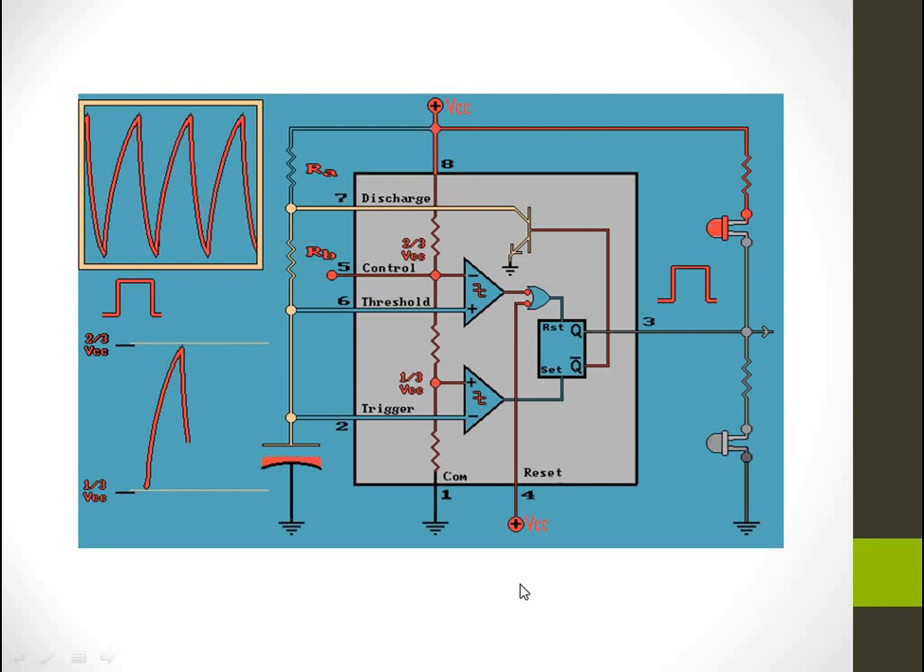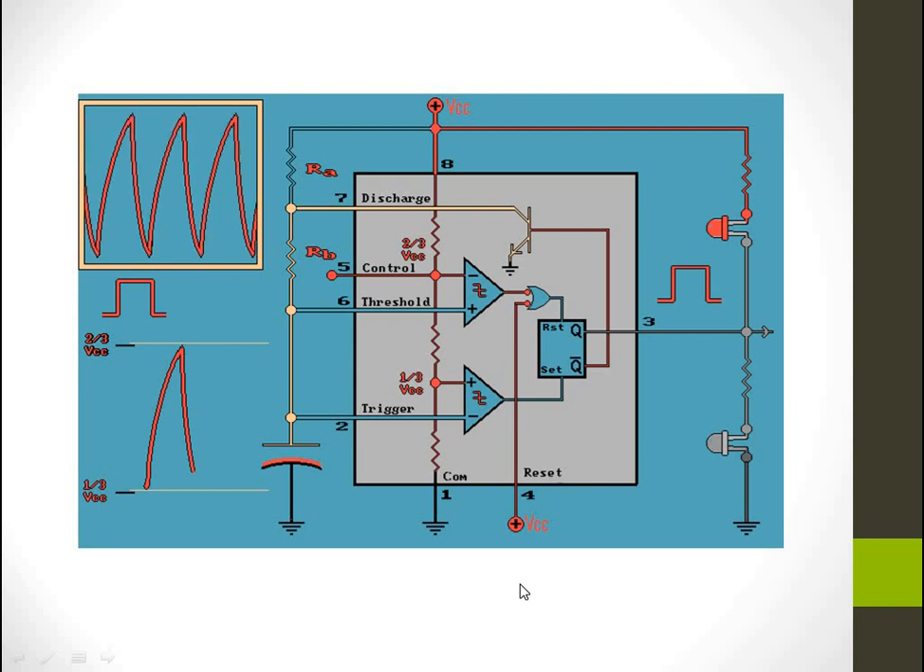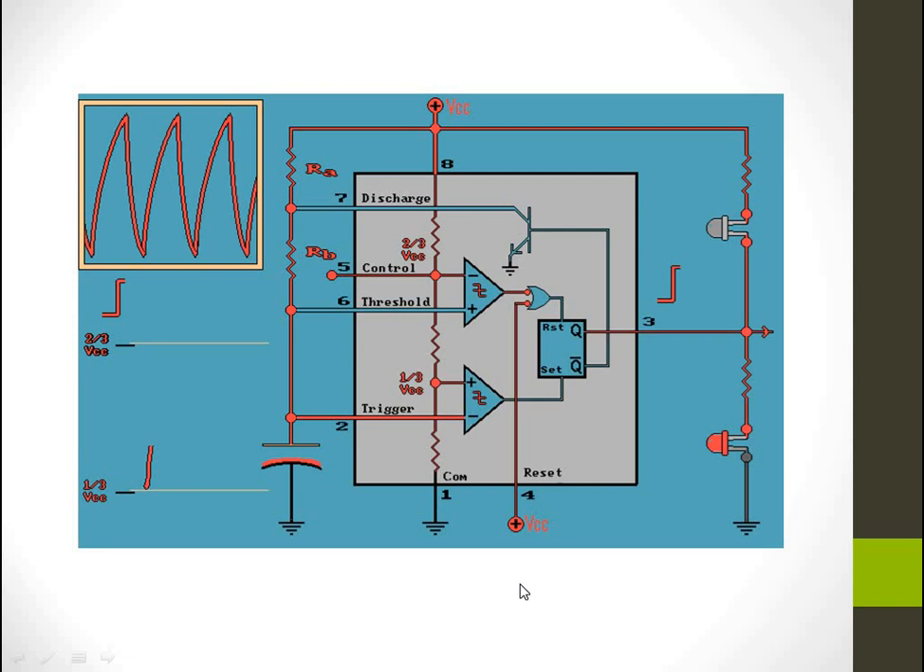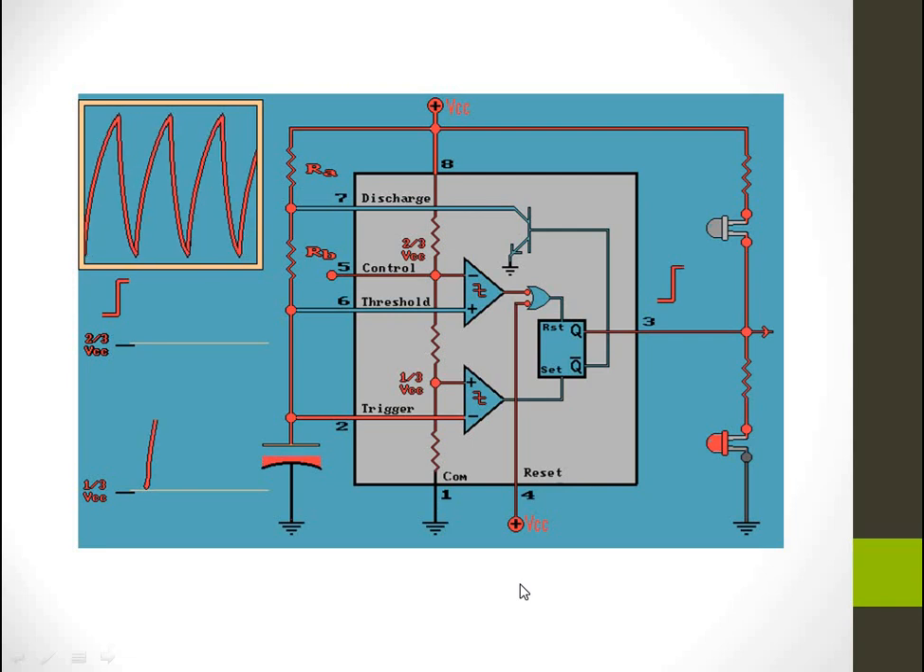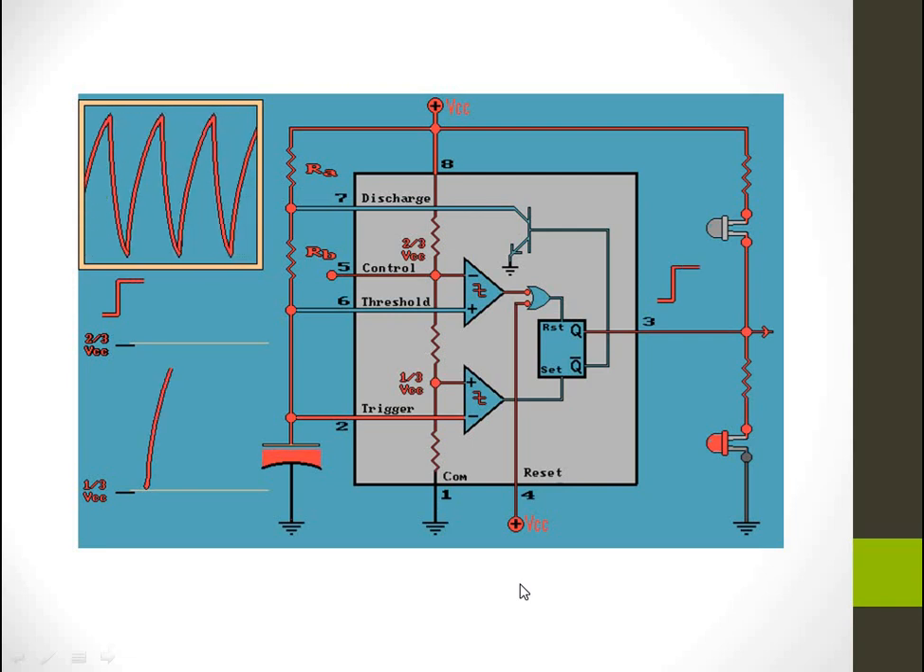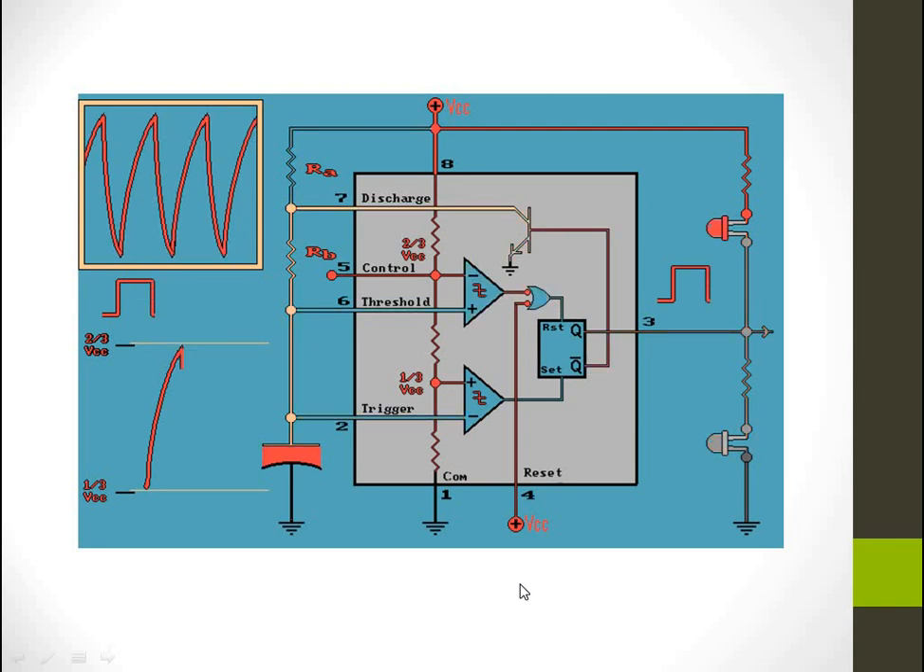So according to this operation, the 555 timer can act in two modes of operation: one is astable mode and another is monostable mode, and bistable mode of operation is also possible. Thank you.